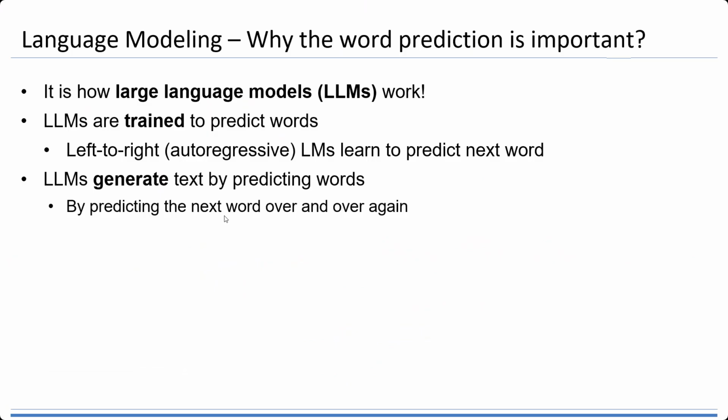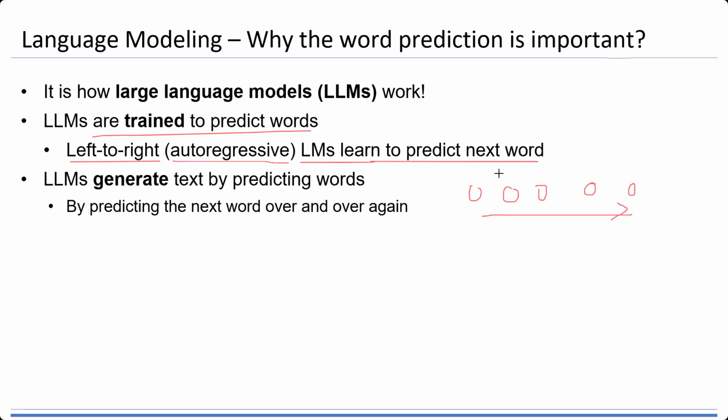So why is word prediction important? This is how large language models, LLMs, work. LLMs are trained to predict words. We call this left to right, so from the left to right. The left to right or auto-regressive language model learns to predict the next word.